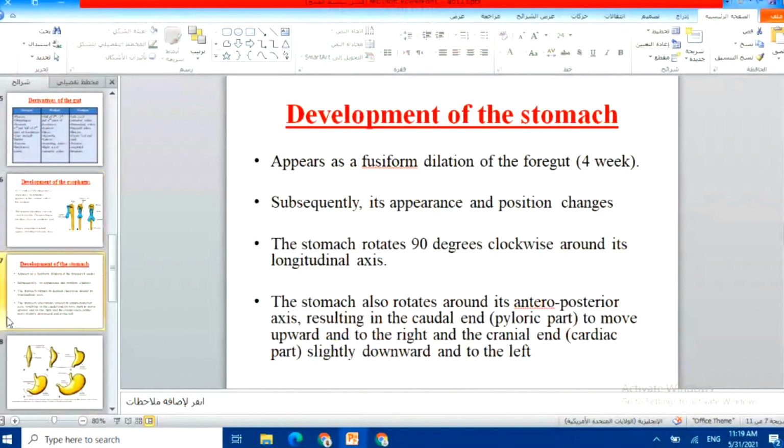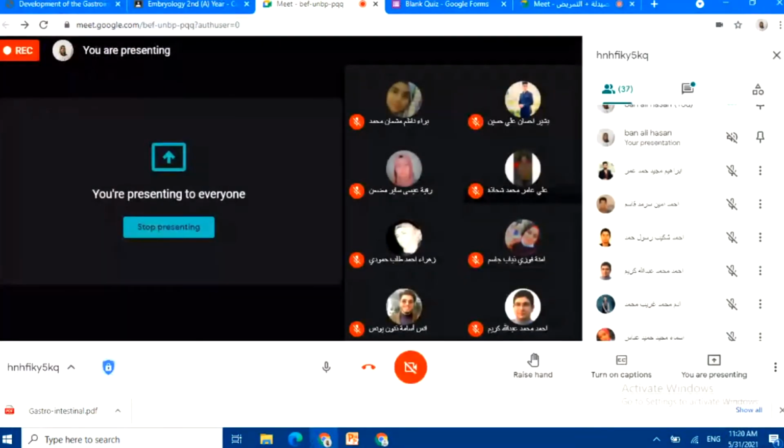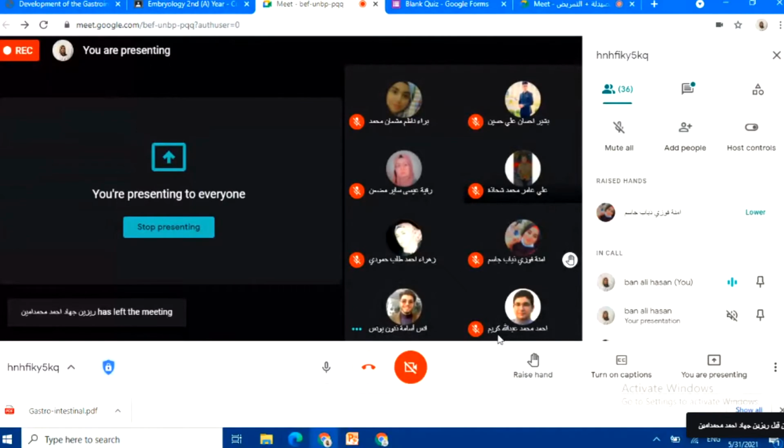So let's come to the stomach development. As you see, it forms in the 4th week of embryonic development. This happens by the appearance of a fusiform dilation, meaning a dilation in a fusiform shape, in the foregut. Then the stomach is formed by which part of the primitive tube?